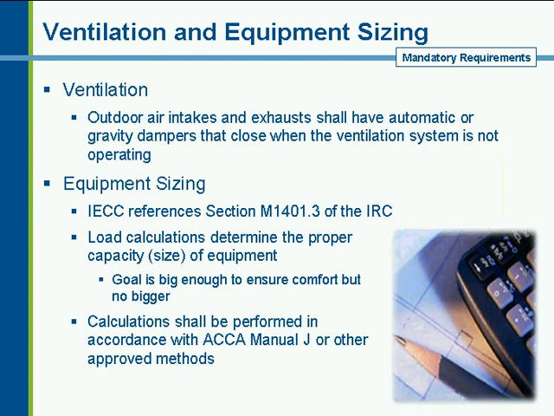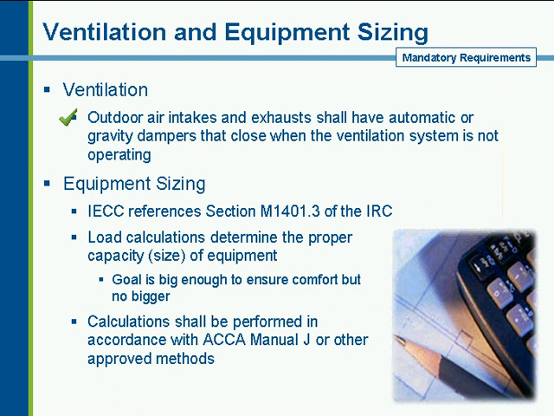There are some requirements for ventilation in the building as well as equipment sizing. The ventilation requirements simply say that any outdoor intakes or exhausts have to have a gravity or an automatic damper that will close it when the ventilation system is not operating. However, there is not any requirement for whether those intakes and exhausts be present or how many of them, simply what they have to look like if they are there.